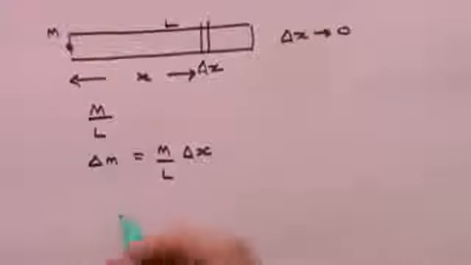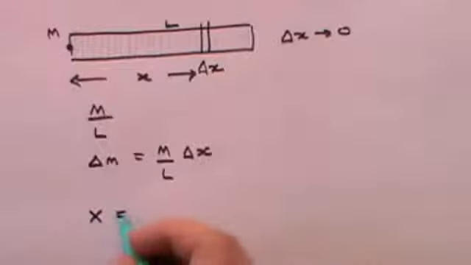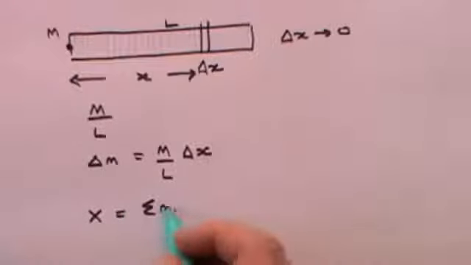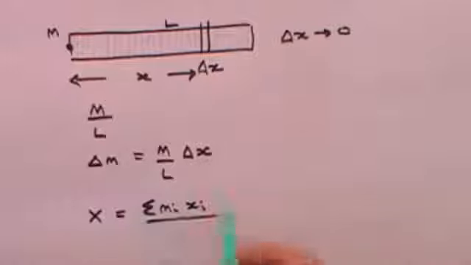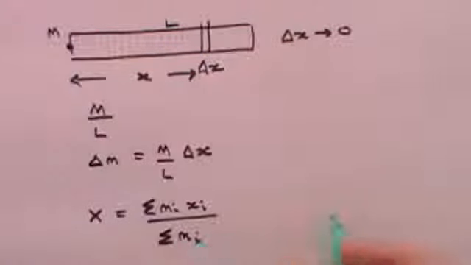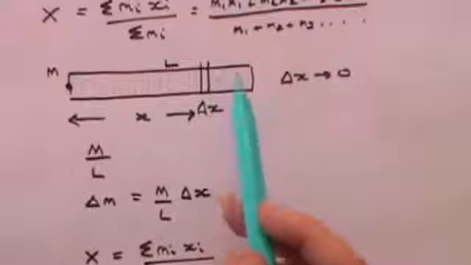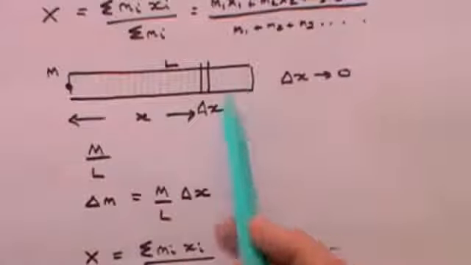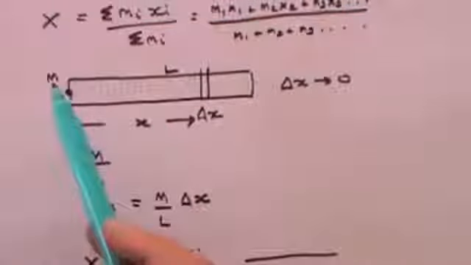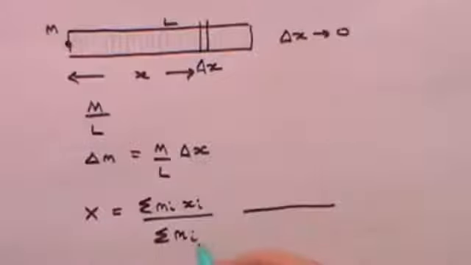And we have said that the centre of mass is sigma mi xi divided by sigma mi. And how is that going to play out? Well, sigma mi is just the sum of all the masses, the sum of the masses of all these little elements. Well, that must be the mass of the object. So this just becomes capital M.